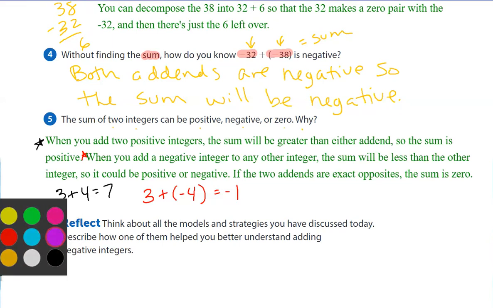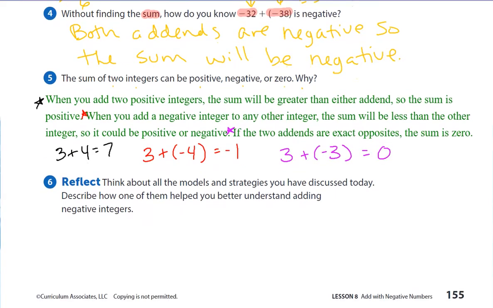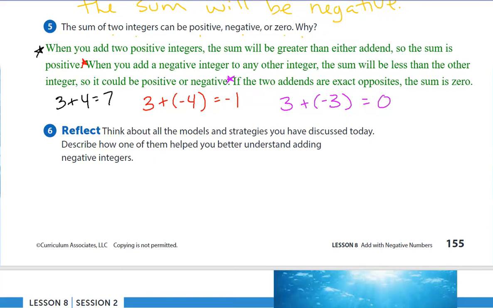And then, for the third scenario, if you have 3 plus negative 3, so 3 and negative 3 are opposites, there you go, that's 0. So there's your examples. And then number 6 is for you to do. I want you to reflect on all of the models and strategies and all the things that we said and did, and describe how one of them helped you better understand adding negative integers. So pause, answer that, and we'll practice.